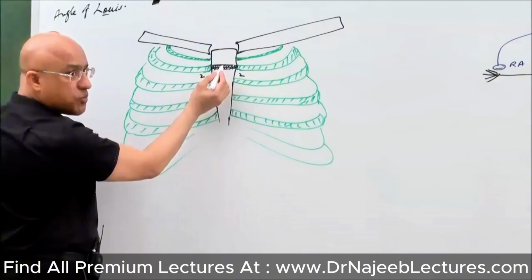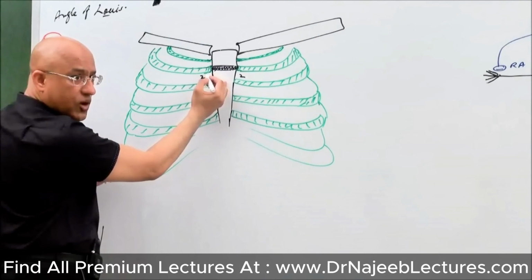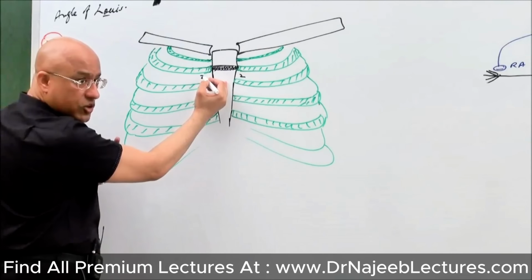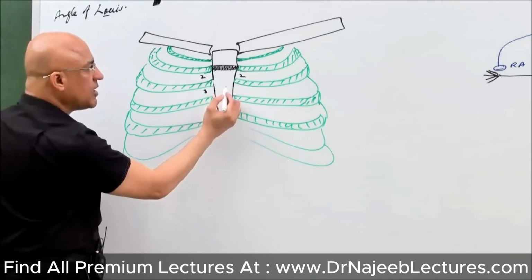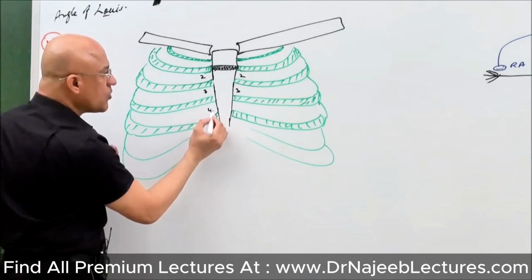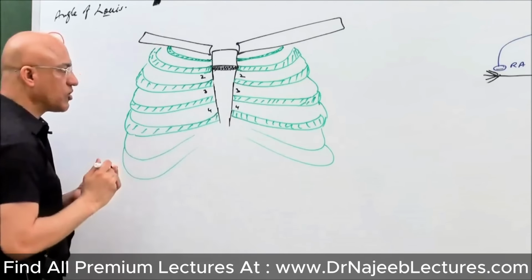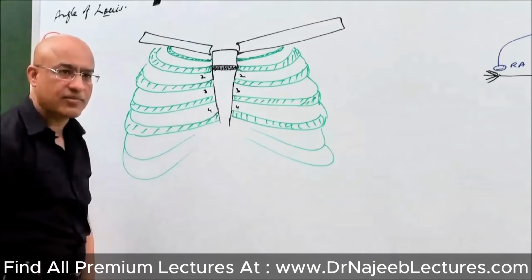First you identify the angle of Louis. Infralateral to this there is the second intercostal space, then you move 2 spaces down. Of course, here will be third, and then here should be fourth. So these are your 4th intercostal spaces you determine on the right side and the left side.